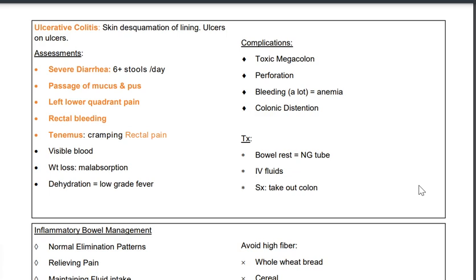That's different, right? And then this one is called tenesmus, or cramping rectal pain. They feel like their rectum is hurting. So be aware of this rectal pain, this tenesmus. Visible blood, you're going to see it. You will be able to see this. Weight loss, probably. Dehydration. Toxic megacolon.